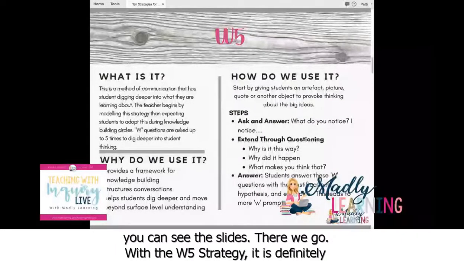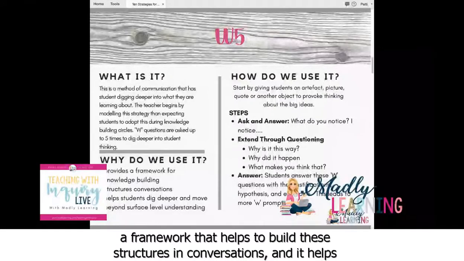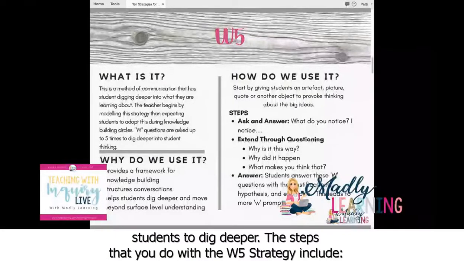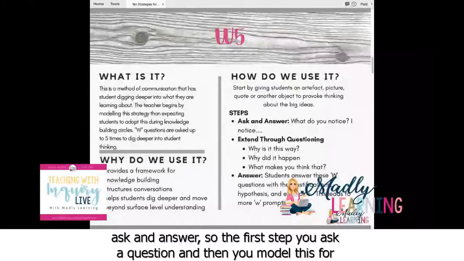So the W5 strategy is definitely a framework that helps to build the structures in conversations, and it helps students to dig deeper. So the steps that you do with the W5 strategy include ask and answer. So the first step, you ask a question and then you model this for them.